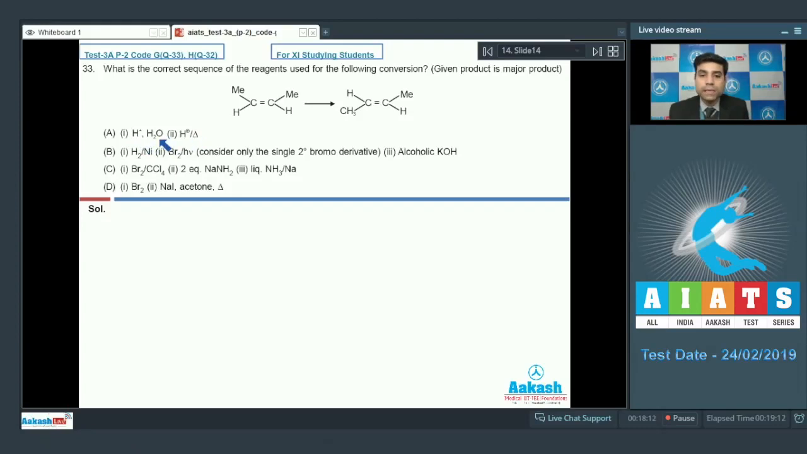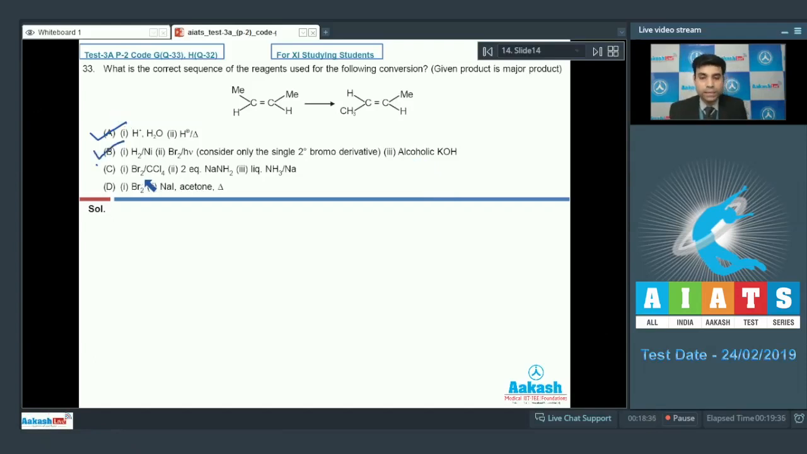This will give us the trans alkene. So A is correct answer. If I talk about B option, first of all we have hydrogen and nickel. It will give us butane. Butane, when reacts with bromine in presence of sunlight, will give us 2-bromobutane, which on reaction with alcoholic KOH gives us trans alkene as the major product. So this is also correct sequence.